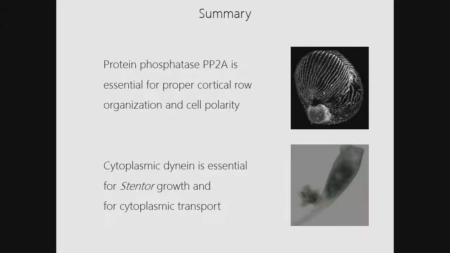And so in summary, the two main phenotypes I was talking about today are protein phosphatase 2A, which, as you have seen, is important for maintaining the proper cortical row organization and in general for cell shape and cell morphology. And secondly, a cytoplasmic dynein intermediate chain is very important for Stentor growth and possibly for cytoplasmic transport inside Stentor.